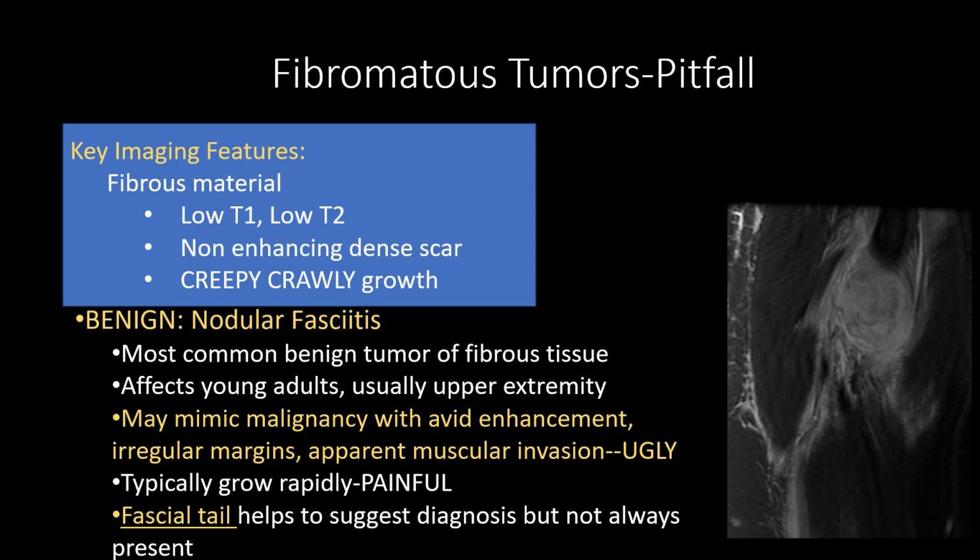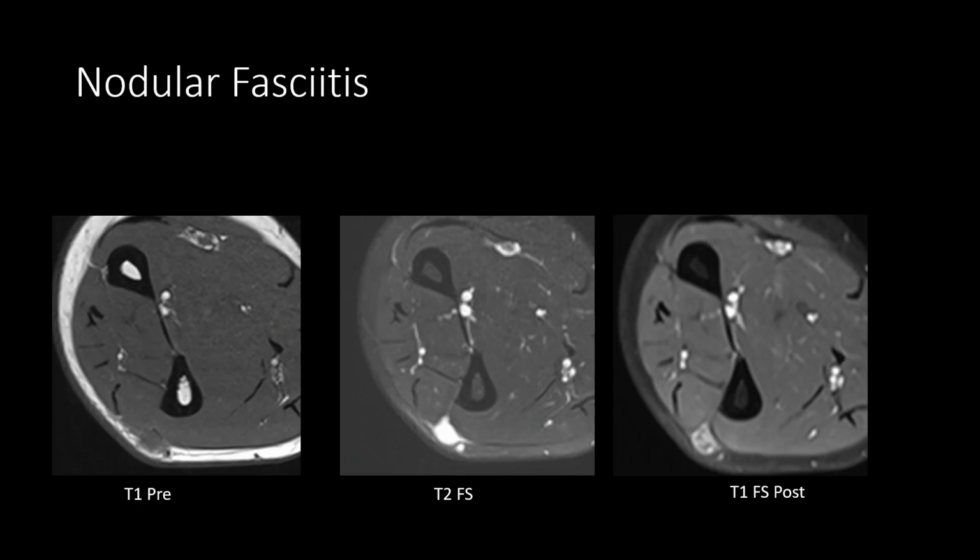It may mimic malignancy, though. These things can get really, really gross looking. Here's a little one. The good news is these are pretty painful, so they often present as little lesions. If you see a little lesion like this in the forearm or around the elbow that's super painful, think about nodular fasciitis. That's probably what it is. Little lesions like this don't typically hurt. So if it is painful, probably this.